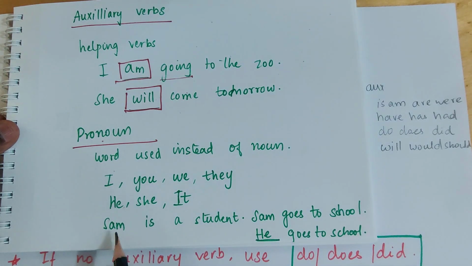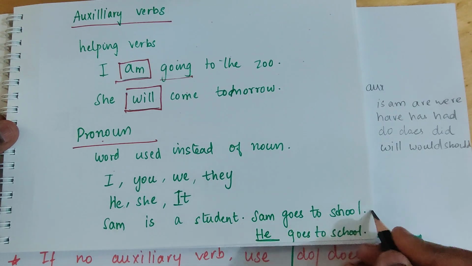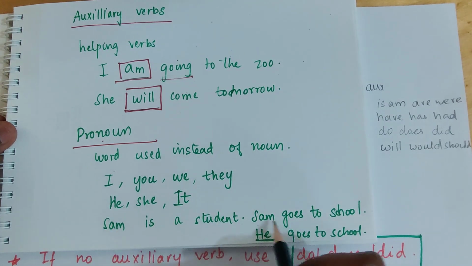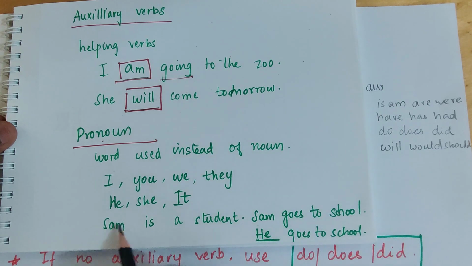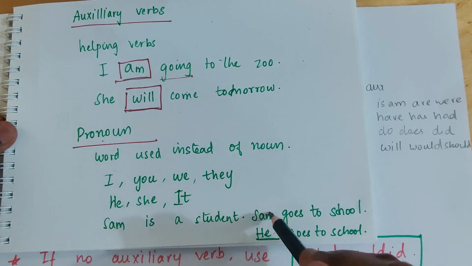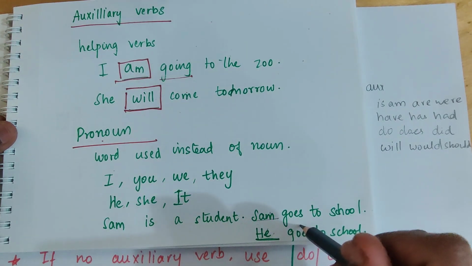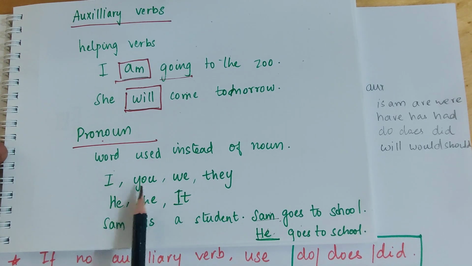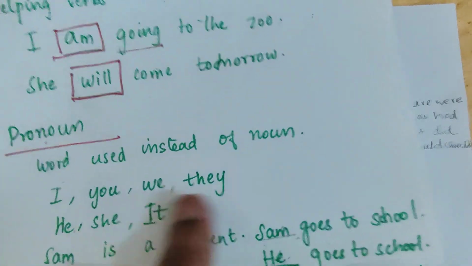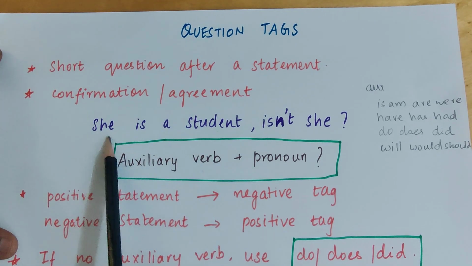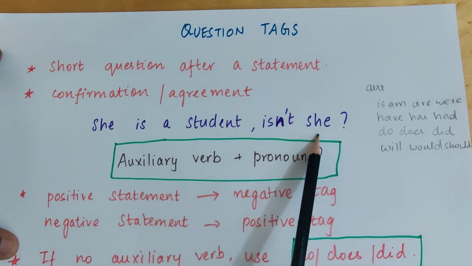Take this sentence: Sam is a student. Sam goes to school. Here Sam is unnecessarily getting repeated in the sentence. So instead of Sam, we can use he. He is a pronoun. So this is the function of a pronoun, that is to replace a noun in the sentence to avoid repetition. These are the pronouns: he, she, it, I, you, we, they. So we have to look for these words in the statement. Here she is the pronoun, so we are repeating she.